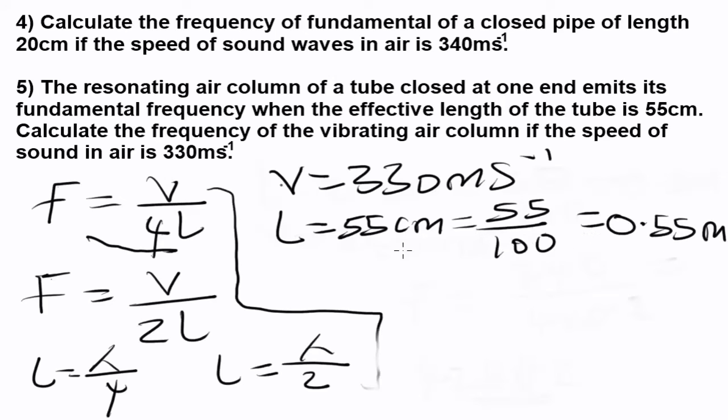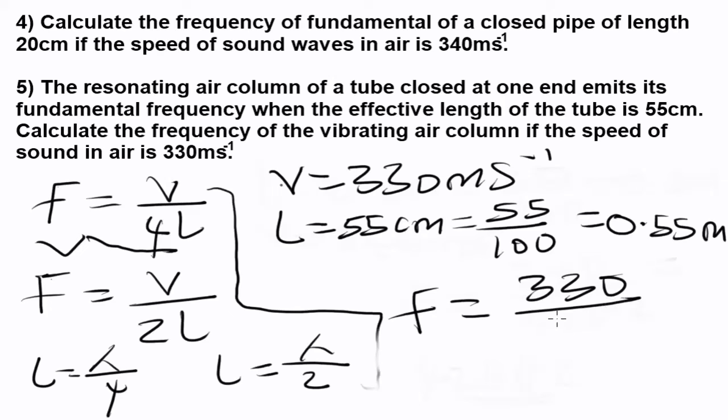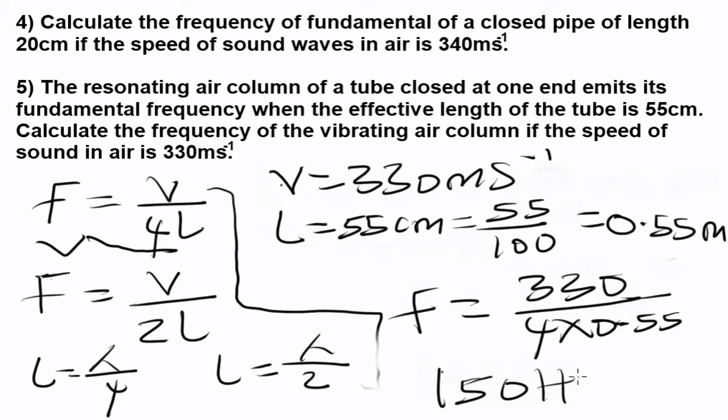Okay, so let's input the parameters in the formula. Remember, this is a closed pipe, so we are still going to work with this formula. So it's going to be frequency. We are looking for frequency, equals the velocity is what, 330, over 4 times length, which is 0.55. So let me punch everything in my calculator and see what it is going to give us. Okay, so it's going to give us 150 Hz. This will be the answer.